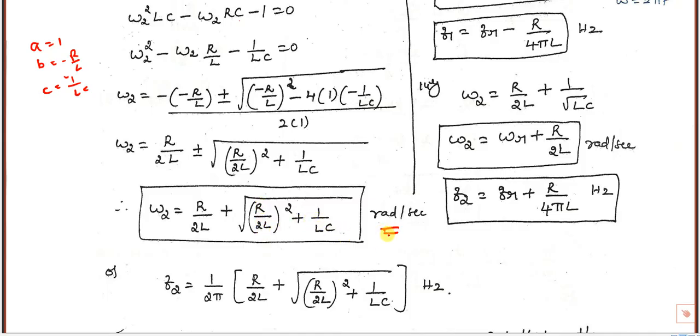So this derivation is important. Again, this is in terms of radians per second. In terms of frequency, omega 2 is 2 pi F2. So F2 is given by this, throughout you have to divide by 2 pi, but the unit you have to change to hertz.